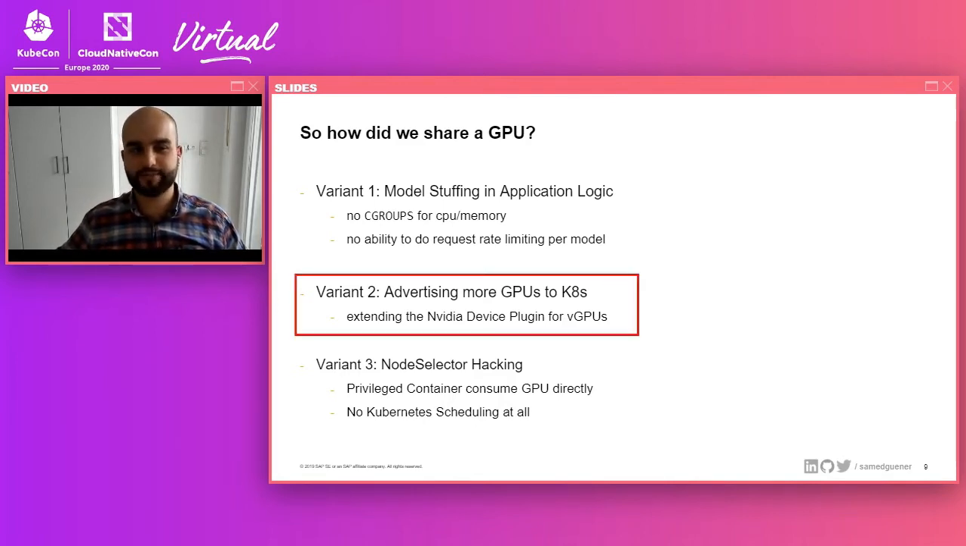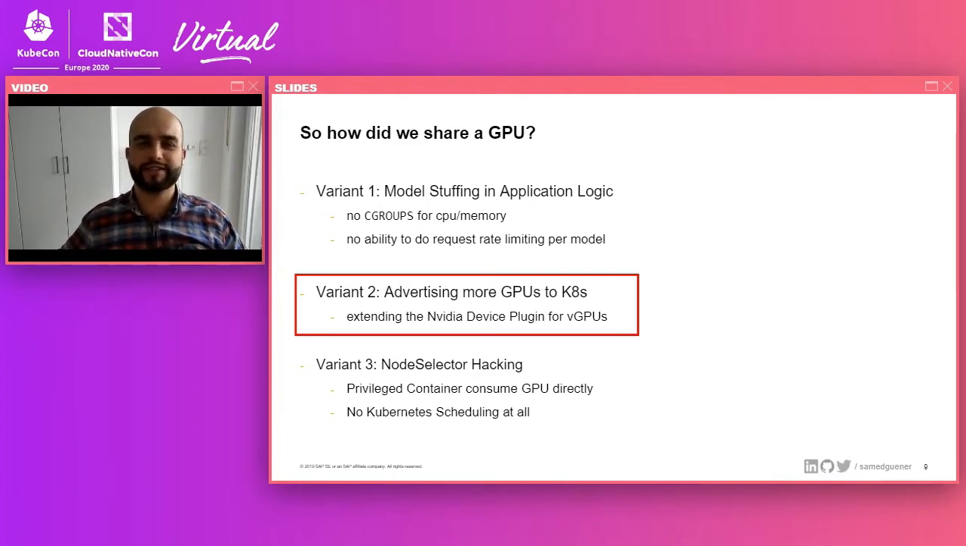The third variant has been node selector hacking, and you hear it is hacking. We do not use the device plugin at all. We give the container the privileged mode, which you should never ever do, and let the containers use the GPUs on their own. The drawback of this approach is that Kubernetes does not really know that there are GPUs and cannot respect them during scheduling. And a very large problem is that Kubernetes might schedule pods on your node even though you do not have any GPUs left. In the end, we decided on variant 2.